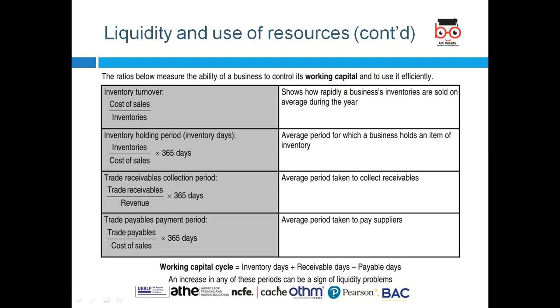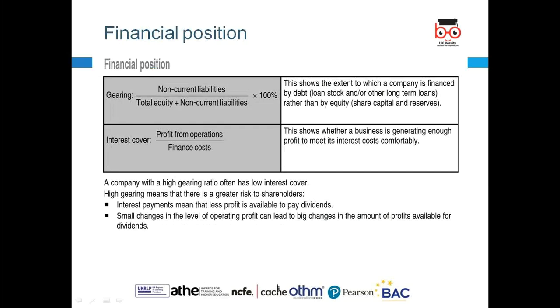Inventory turnover means how many days inventory takes to be converted into finished goods, how long we hold the inventory. Trade receivables: how quickly we receive the money from our debtors. And creditors: how long we take to pay our creditors. So the working capital cycle is inventory turnover days plus receivable days minus payable days. An increase in these periods can be a significant liquidity problem. So we need to make sure we have a good safety net between receivable days and payable days.